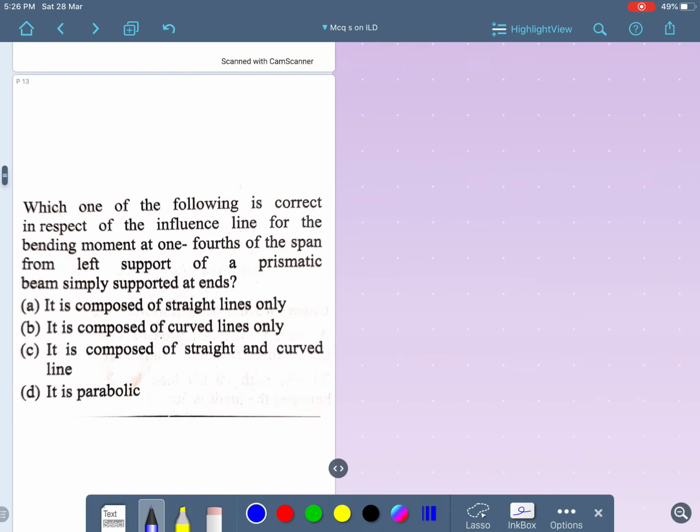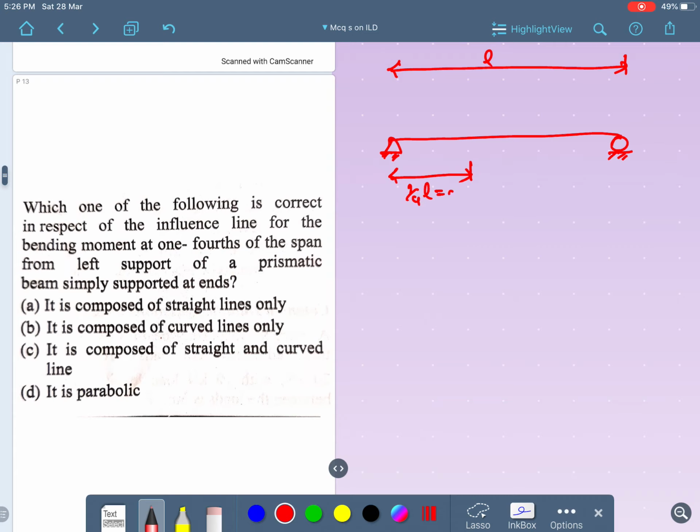Which one of the following is correct in respect of the influence line for a bending moment at 1/4 of the span from the left support of a prismatic beam simply supported at the ends? That means they're telling a simply supported beam. We need to draw the influence line diagram for the 1/4 section. Let me take the total length as L. This is the 1/4 section. Let me take this as A, and the remaining distance as B. I'm just taking this as A and this as B.